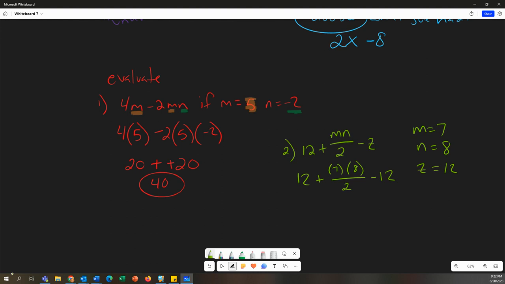Order of operations still applies. We have 12 plus multiply and divide. We go left to right. So we're going to simplify the top. 7 times 8 is 56. Go one step at a time here. Now we're going to divide. 56 divided by 2 would be 28. Now we can go from left to right. 12 plus 28 would be 40, minus 12, which would be 28. So as you plug and chug, make sure you stay true to order of operations.